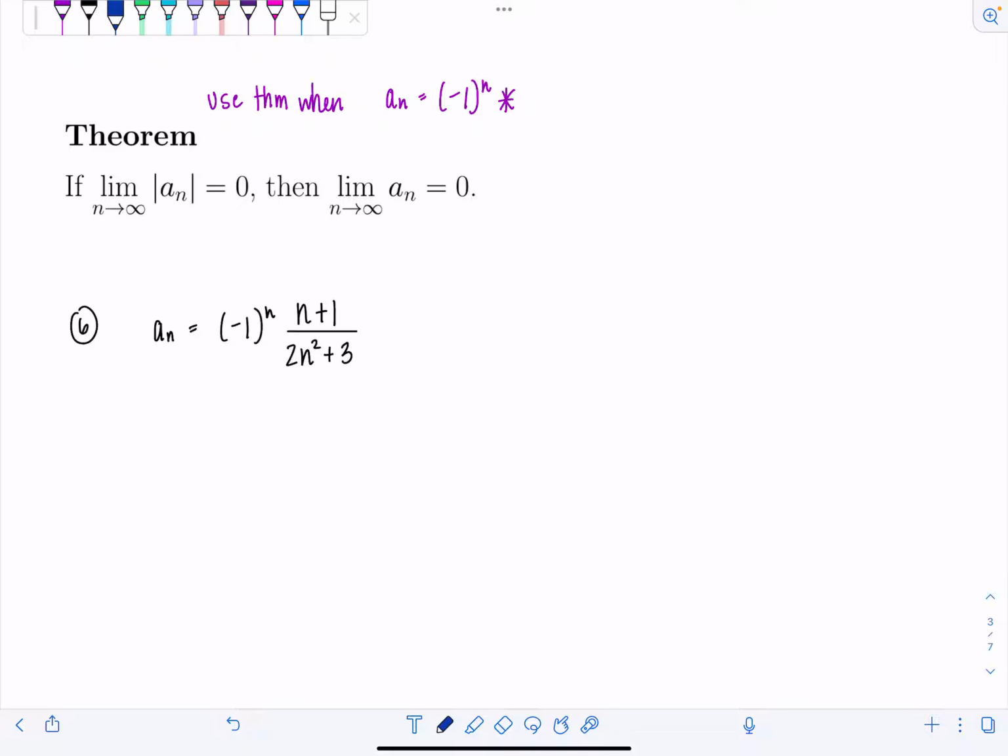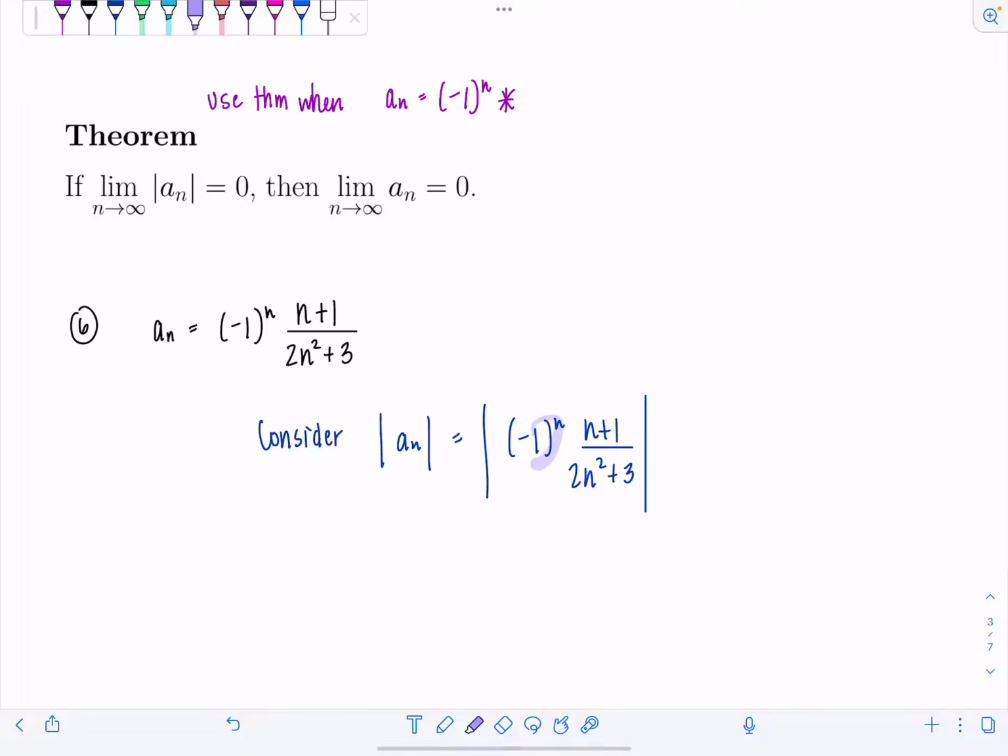So how would you write this up properly? I will show you. You should say, consider the absolute value of a_n, which is equal to the absolute value of (-1)^n times (n + 1) over (2n^2 + 3). Well, what does taking the absolute value do? It basically eliminates this alternating portion, because (-1)^n just bounces between +1 and -1, depending on if n is even or odd. But if I take the absolute value, then they're all positive. So goodbye to that. So then we're just left with (n + 1) over (2n^2 + 3).